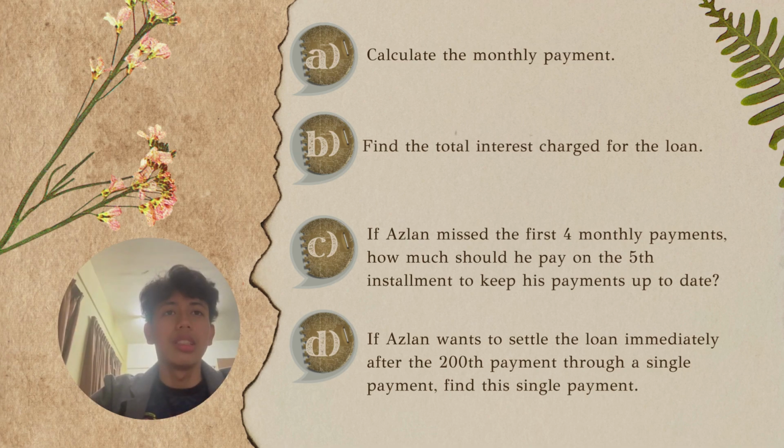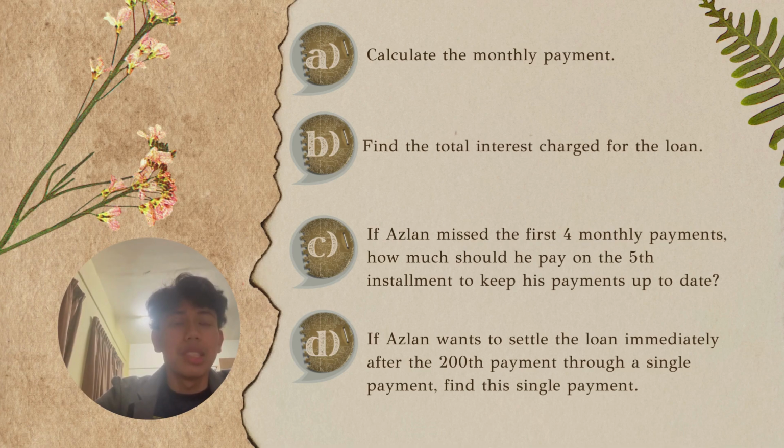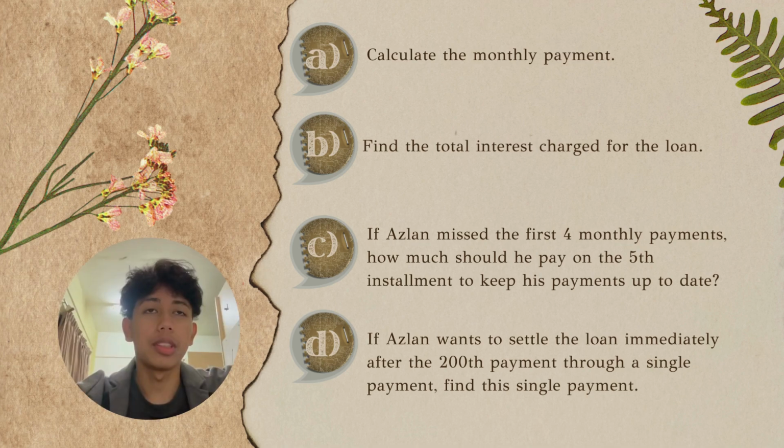Number 2, find the total interest charged for the loan. Number 3, if Azlan missed the first 4 monthly payments, how much should he pay on the 5th installment to keep his payments up to date? For question number 4, if Azlan wants to settle the loan immediately after the 200th payment through a single payment, find this single payment.